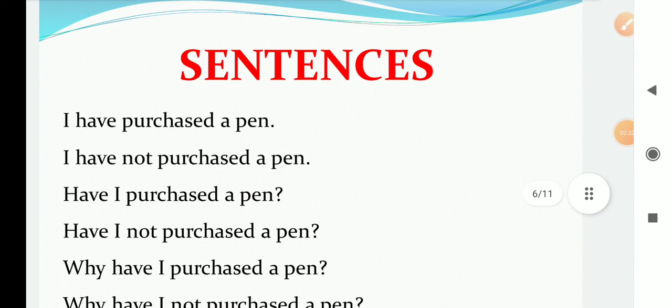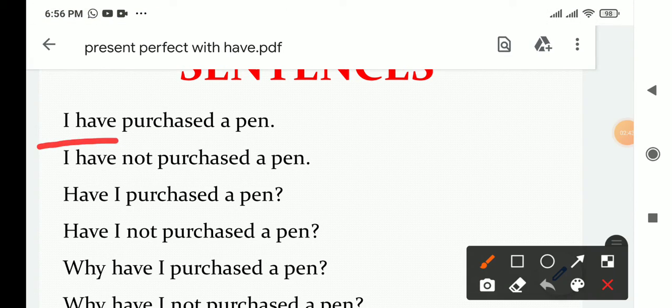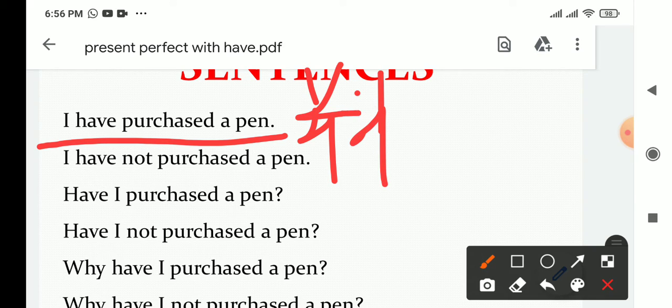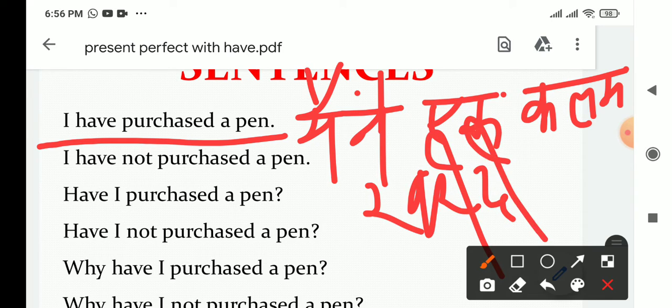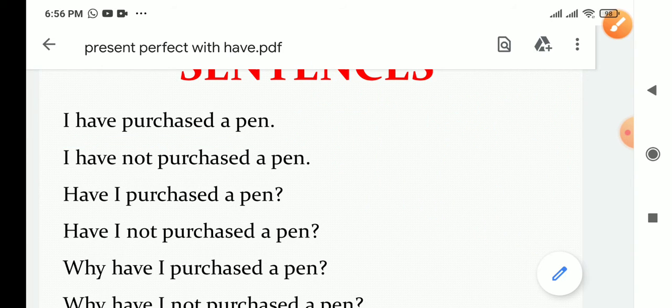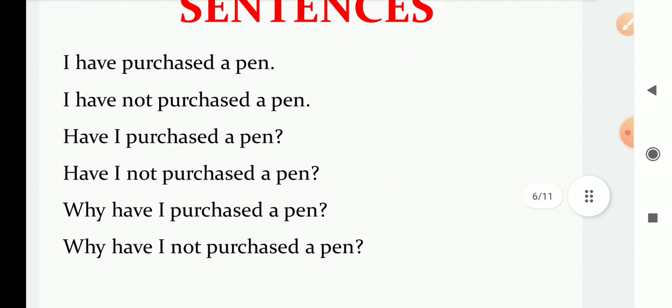Sentences using have and third form, few sentences. I have purchased a pen. Maine ek pen khareeda hai. तो इस तरह से आप इसका मीनिंग निकालते हैं. I have purchased a pen. I have not purchased a pen. Have I purchased a pen? Have I not purchased a pen? Why have I purchased a pen? Why have I not purchased a pen?